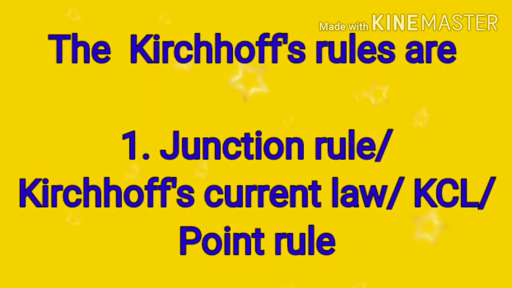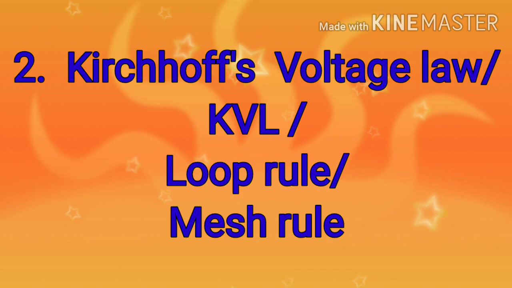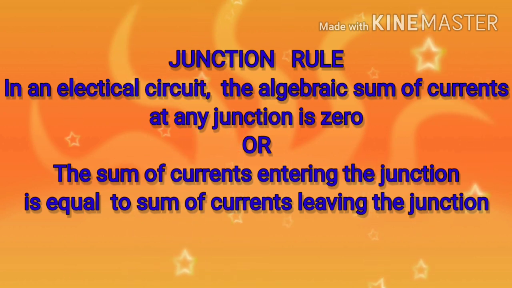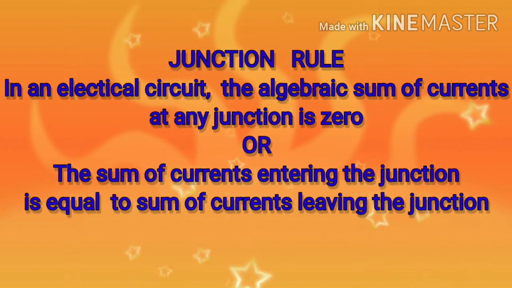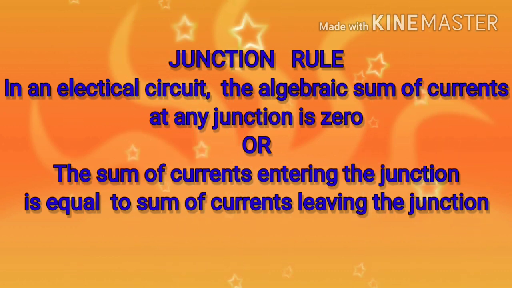Kirchhoff's rule consists of two rules. The first one is the junction rule or Kirchhoff's current rule, KCL, or point rule. The second rule is Kirchhoff's voltage rule, or KVL, or loop rule, or mesh rule. The junction rule is: in an electrical circuit, the algebraic sum of currents at any junction is 0, or the sum of currents entering the junction is equal to the sum of currents leaving the junction.